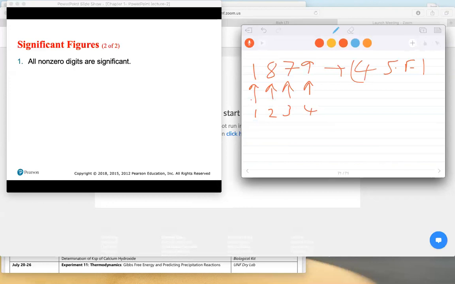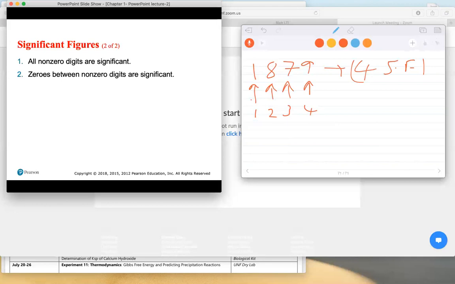The catch is when you have zero. With zero, you have to be careful. Sometimes it counts, sometimes it doesn't count. Zeros between non-zero digits do count. For example, here 1, 0, 2. Zeros between non-zero digits are significant. So this one has 3 significant figures. If I have 1, 2, like that, this one has 1, 2, 3, 4. This one has 4 significant digits. Zeros in between non-zero digits do count.